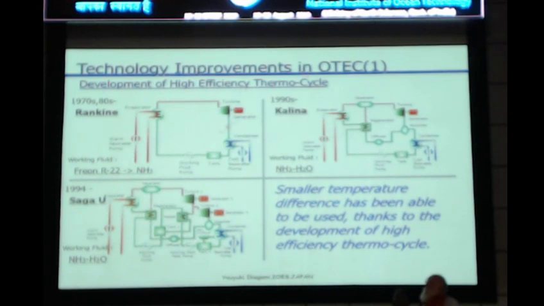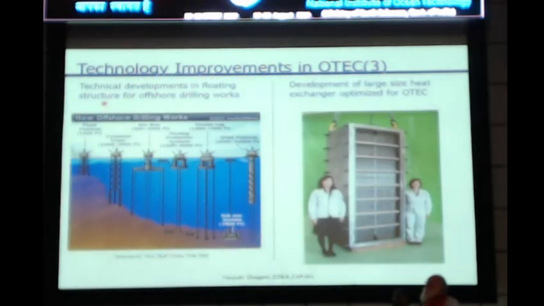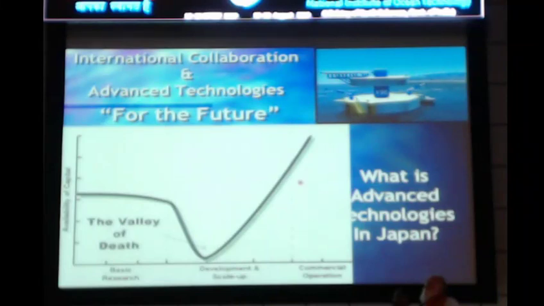So, what is the technology improvement? New cycles invented. Previously, Rankine and Kalina, Saga, and so on. Recently, many cycles developed. And technology improvement, commercialized power plants using small temperature differences, similar OTEC technology applied to many projects, 3 megawatt, 2 megawatt, 4 megawatt, and so on, for the invested energy. Technical development in floating structures and offshore drilling technology has become advanced. And a special heat exchanger for OTEC was developed, supported by the Japanese government. But unfortunately, OTEC is not yet commercialized.